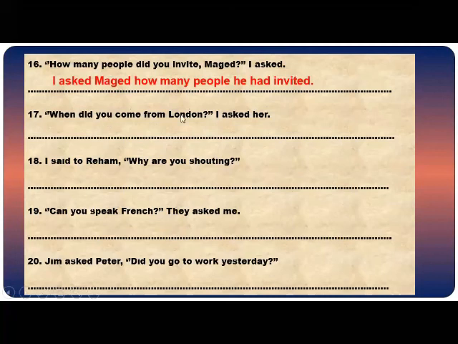When did you come from London? I asked her. I asked her when she, because I am talking to her, so when she had come from London. I asked her when she had come from London. I said to Riham, why are you shouting? So here I asked Riham why she was shouting.